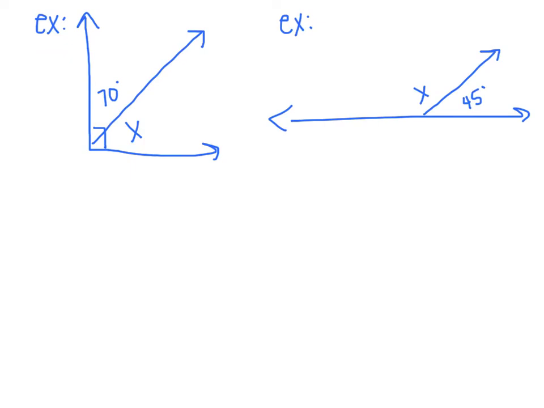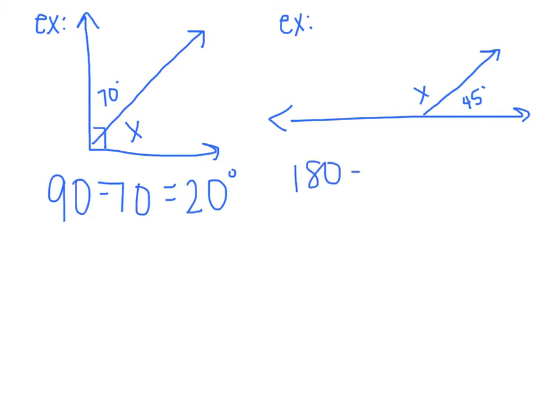Alright, so we're going to look at two examples of just complementary and supplementary. So, this first example, we have a 90-degree angle. One angle is 70 degrees. So, if we say 90 minus 70, we know that the other angle is going to be 20 degrees. The next example, we have a straight line, which means it's 180 degrees. One angle equals 45, so 180 minus 45 means that our other angle is 135 degrees.